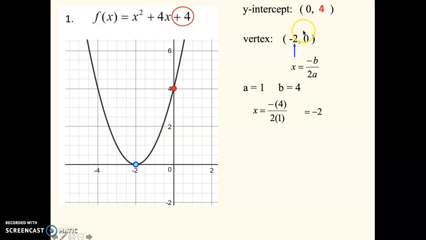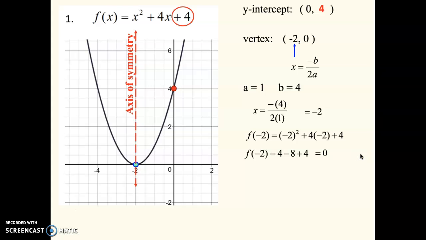How do we calculate our y value? Well, look at this. I have an equation that essentially says y equals x squared plus 4x plus 4. I'm going to plug in my x-coordinate of -2 into the equation and solve for y. And when I do that, I get y equals 0, which is what we have right here. So I can calculate the vertex and I can graph it.